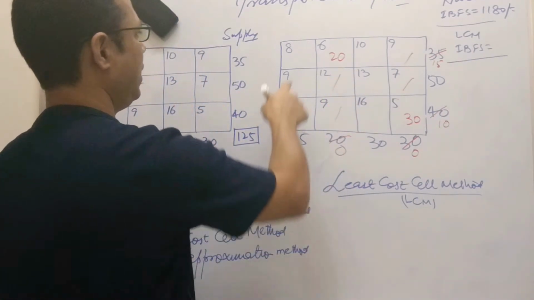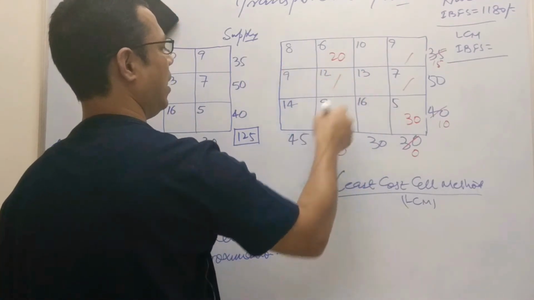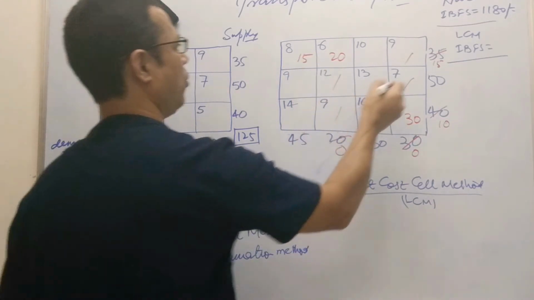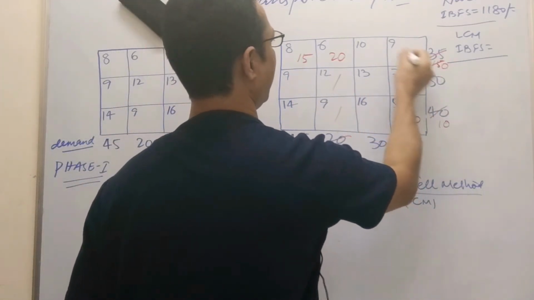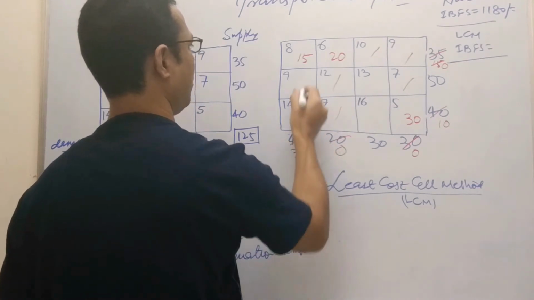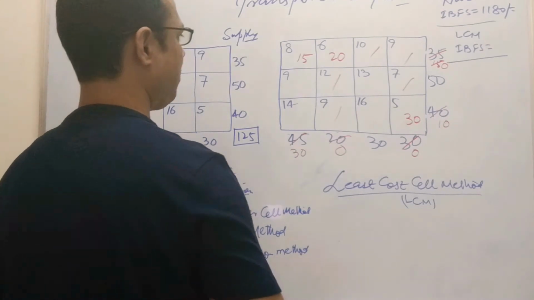Okay, out of these 8, 9, 14, 10, 13, 16, 8 is the least. So 45 and 15, 15 will shift here. So now there is no more supply. So we'll get finished. And here 30 will be left because 15 has already been subtracted.